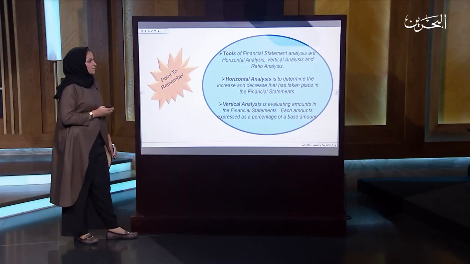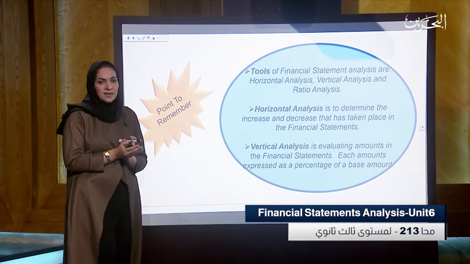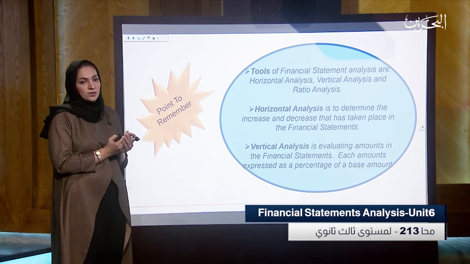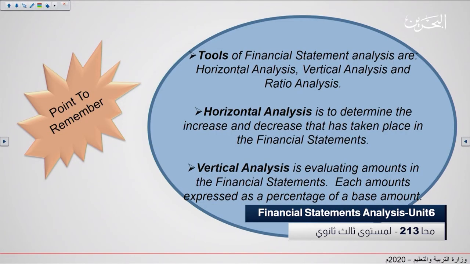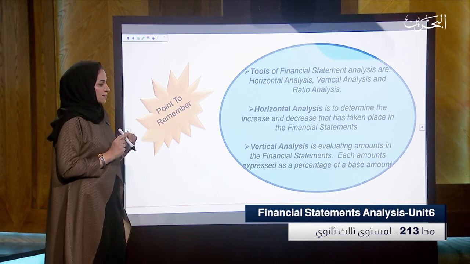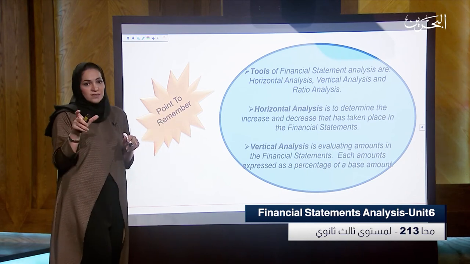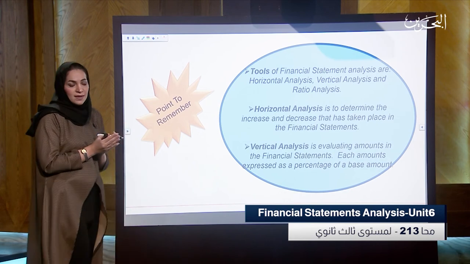Okay, point to remember: the tools of financial statement analysis, we have three tools. It's horizontal analysis, vertical analysis, and ratio analysis. In the previous lesson, we explained the horizontal analysis. This lesson, we explained vertical analysis. The ratio analysis is not required in this book. Horizontal analysis is to determine the increase or decrease for a specific financial statement data over a period of time. The vertical analysis is to evaluate the financial statement data, with each amount expressed as a percentage of a base amount.